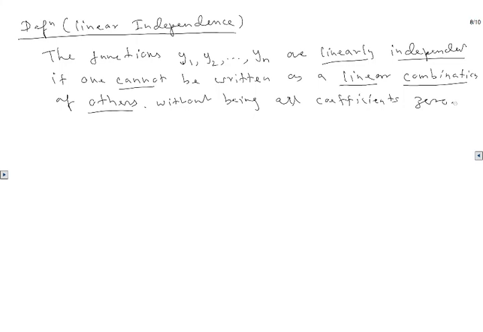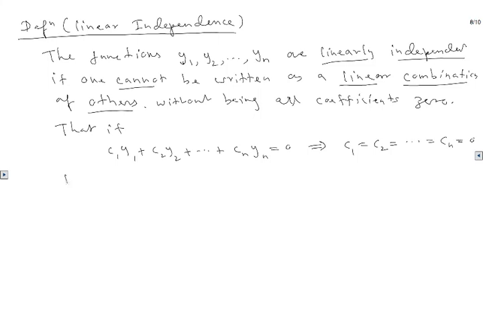In other words, if you have c1 y1 plus c2 y2, and this is equal to 0, that means all the coefficients c1 and c2 have to be 0. That's the actual definition. If you write this as a linear combination, it should imply that all the coefficients have to be 0. So that is the actual definition of linear independence. If you try to write a linear combination, it's not going to work. All the coefficients are going to be 0. If this is the case, we call this linearly independent. Okay, good.